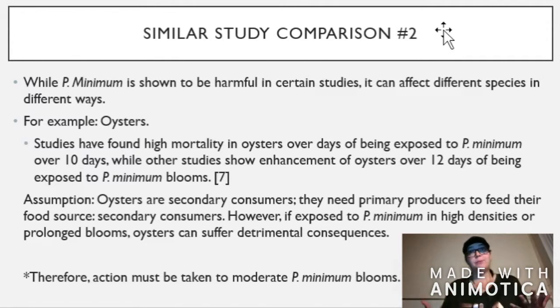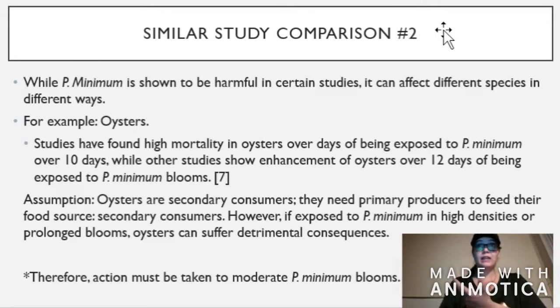Now, while that does seem pretty scary, in another study, P. minimum is actually shown to be harmful to some species, but it affects species differently. For example, if we talk about oysters, some studies have found high mortality rates in oysters exposed to P. minimum over 10 days, while other studies found P. minimum to not affect oysters even if they were exposed for 12 days. Oysters are secondary consumers that consume primary consumers that consume primary producers.